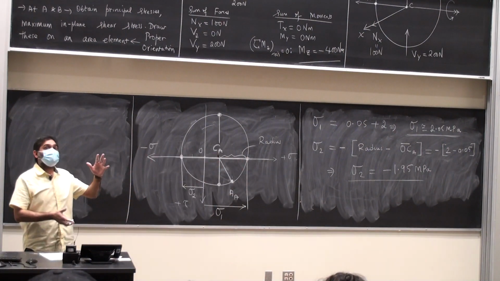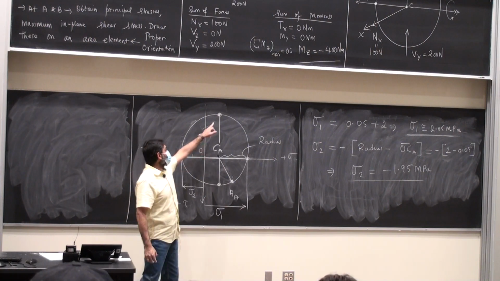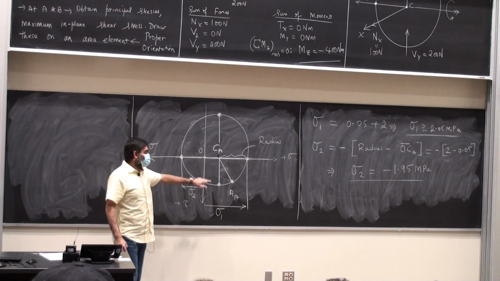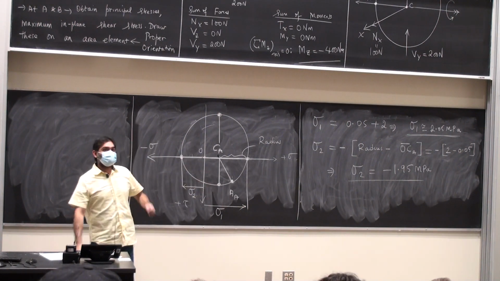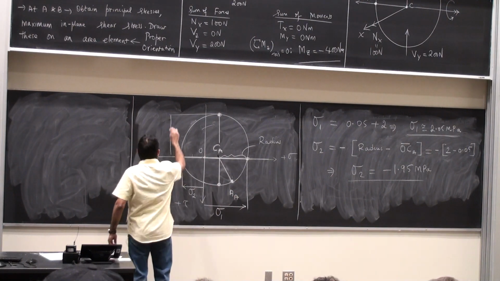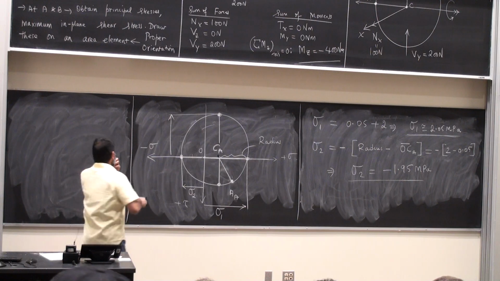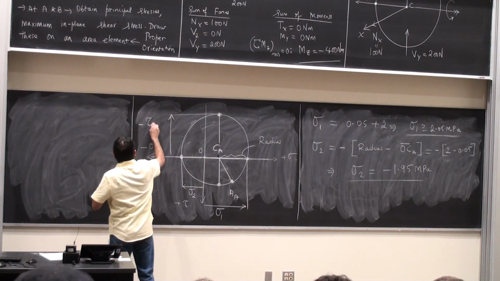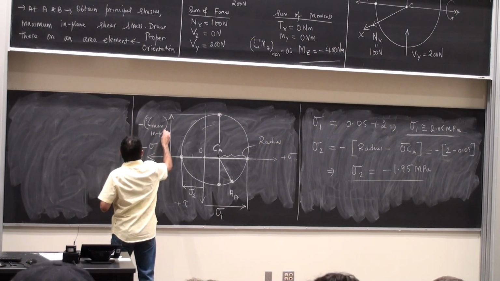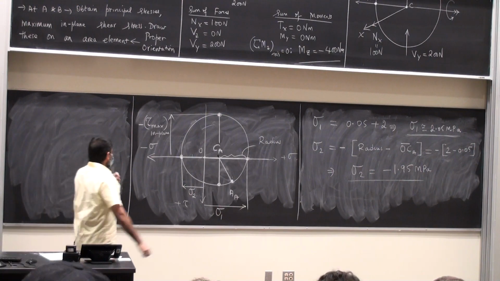The third and the fourth point is very simple because all I have to do is ask what is the distance of this point from the point O? It is nothing but the radius, so I don't need to do any calculation. So this value here is on the negative tau axis, so this is going to be minus tau max in plane, because this is the negative tau axis.